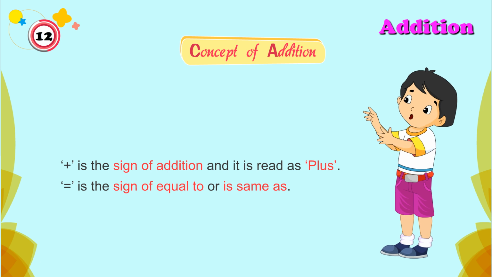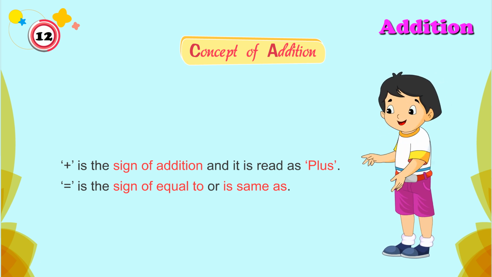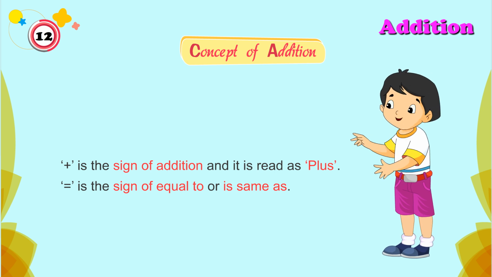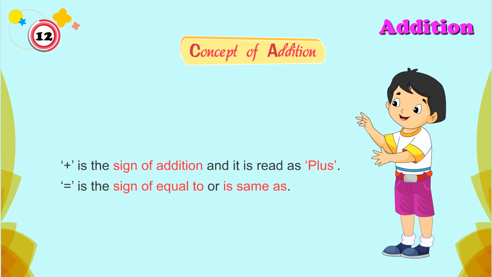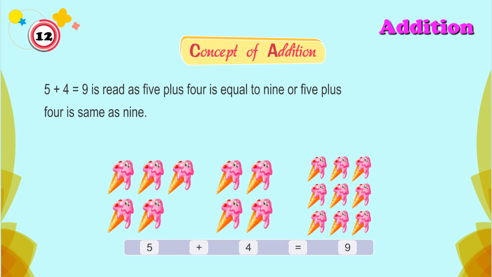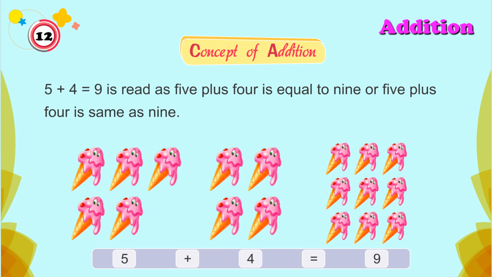Plus is the sign of addition and it is read as plus. Is equal to is the sign of equal to or is same as. 5 plus 4 is equal to 9 is read as 5 plus 4 is equal to 9 or 5 plus 4 is same as 9.